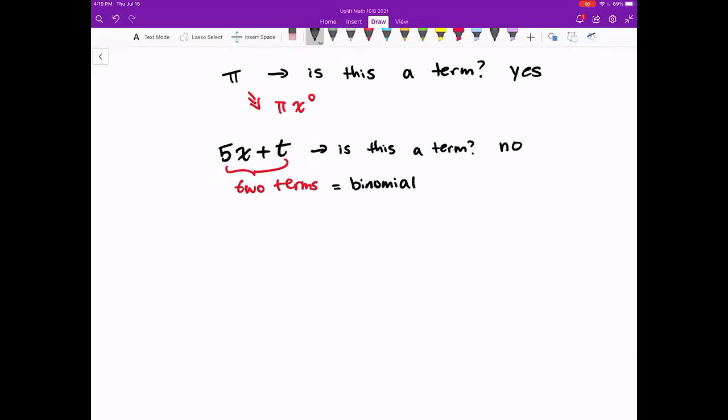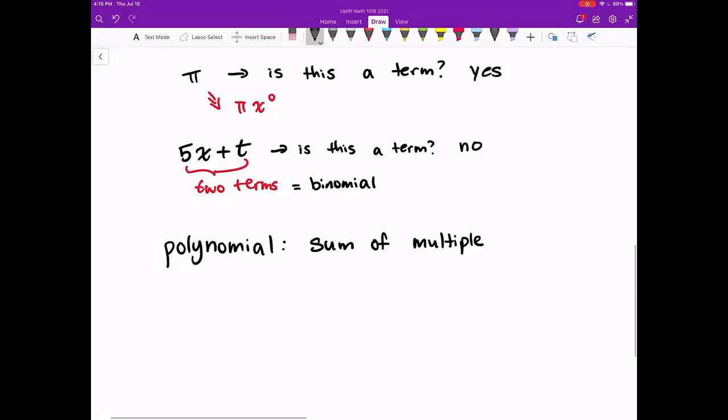So this actually gets into our definition of what is a polynomial. Essentially, a polynomial is just a sum of multiple terms. And do note that when we mean sum, there's a loose definition of sum, so it also includes subtraction. For example, 5x plus t is a polynomial because it's a sum of two terms, but also 5x minus t is a polynomial because technically you're adding negative t. It's kind of confusing, but it's still a polynomial.